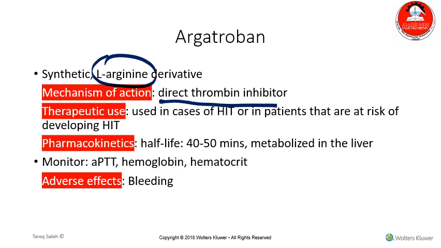Argatroban is very fast. It initiates anticoagulation immediately after its administration. It has a half-life of around 40 to 50 minutes, and it undergoes hepatic metabolism. Make sure to always monitor hemoglobin and hematocrit levels, in addition to other bleeding times such as APTT. Again, the major adverse effect associated with argatroban is bleeding.